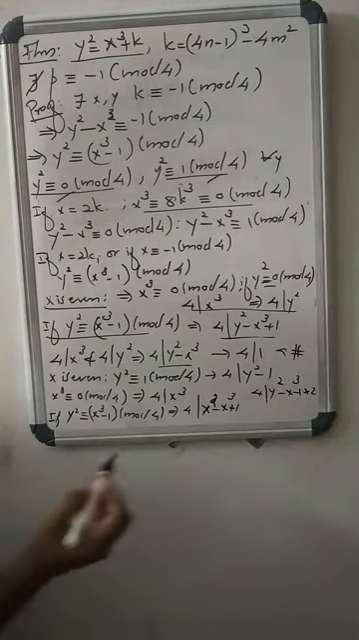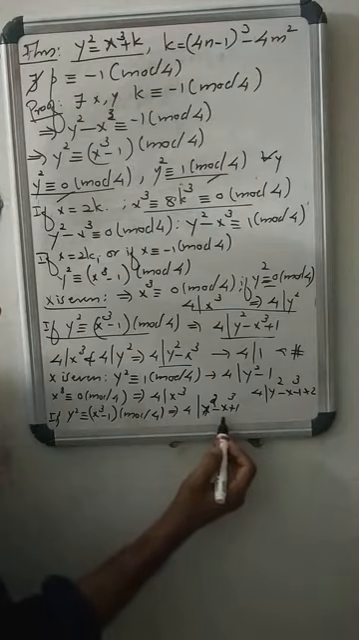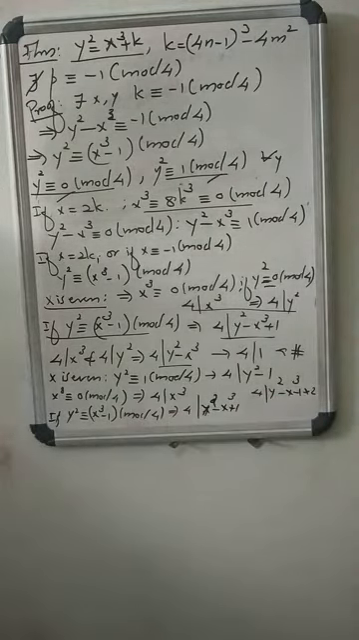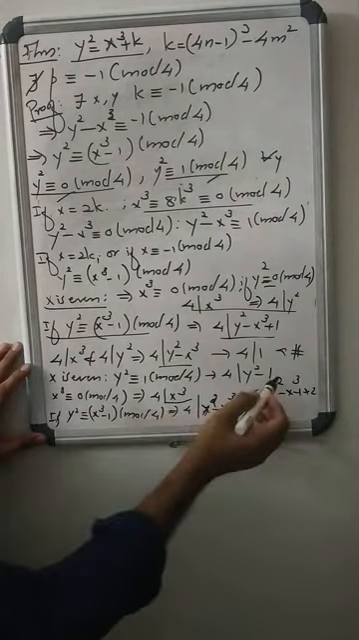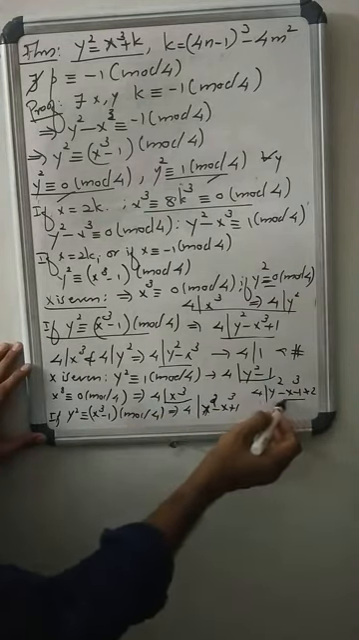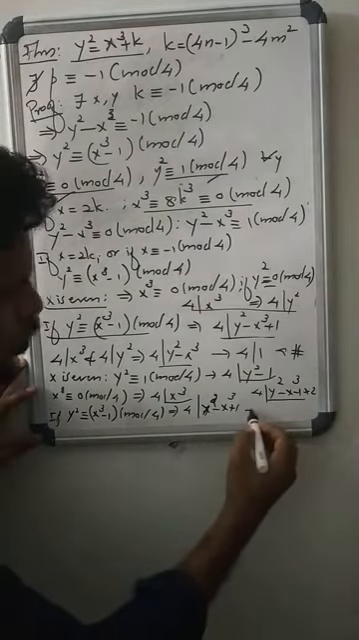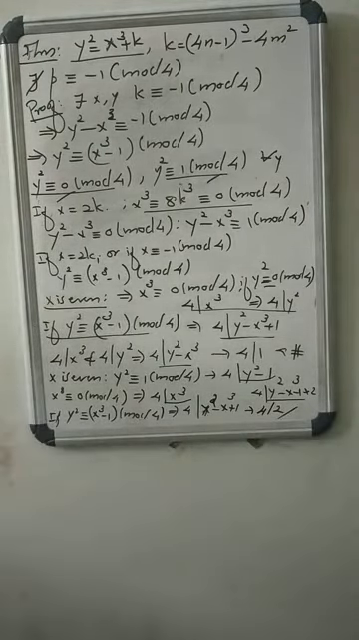Clear? Listen, 4 divides y square minus x cube plus 1 can be rewritten as 4 divides y square minus x cube minus 1 plus 2. Sure? Okay. But listen, 4 divides x cube and 4 divides y square minus 1 means 4 divides y square minus x cube minus 1. So from here you have 4 divides 2, which is also impossible. So this case also does not hold.